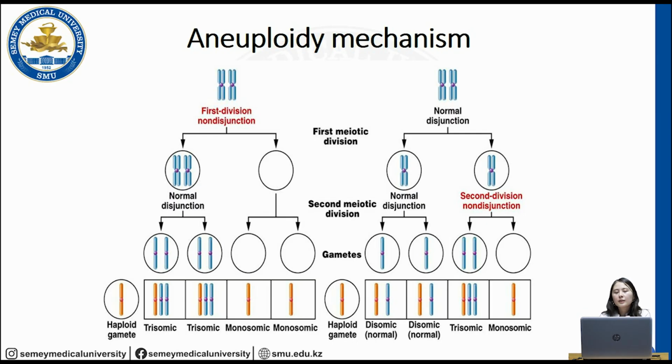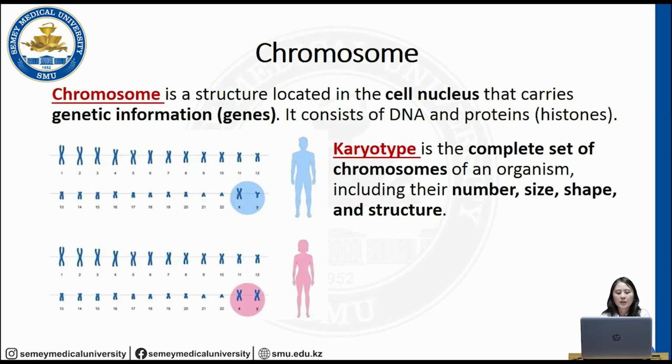Then this non-disjunction may occur in anaphase 2 also, in the second division of meiosis. In this phase, sister chromatids should separate into the different poles, but sister chromatids remain in one cell. So when these abnormal gametes are fertilized with the haploid normal gamete, they also will produce trisomy and monosomy. As you see here, 4 organisms are produced: 2 are normal disomic and 2 of them are abnormal, trisomic and monosomic.